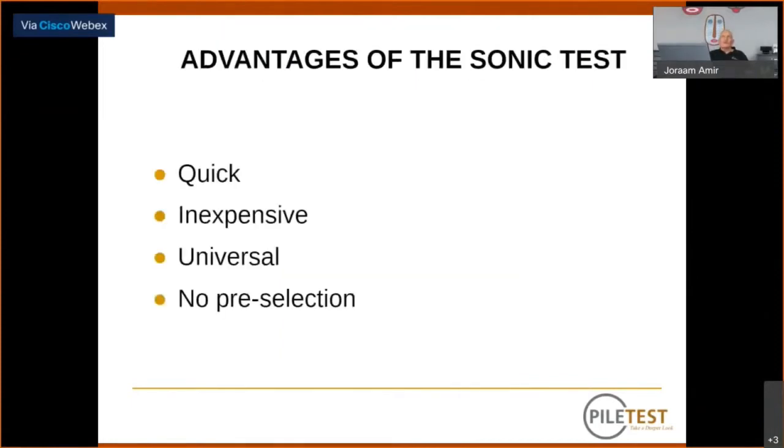Advantages of the sonic test. First of all, it's quick, it's inexpensive, it's universal. It can be used on concrete piles, wooden piles, even steel piles in certain cases. And there is no pre-selection because you don't need any special preparation. You can test any pile.